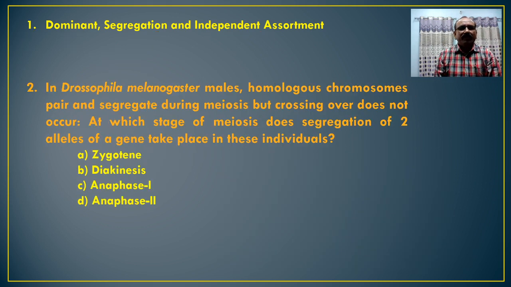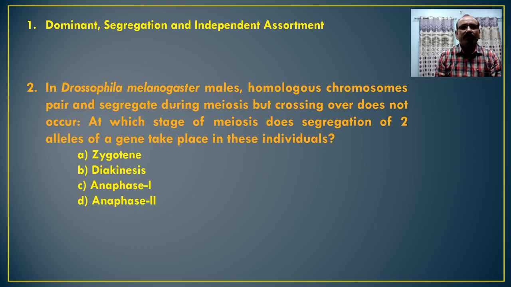Here is the second problem. In Drosophila melanogaster males, the homologous chromosomes pair and segregate during meiosis, but crossing over does not occur. At which stage of meiosis does the segregation of two alleles of a gene take place in these individuals?